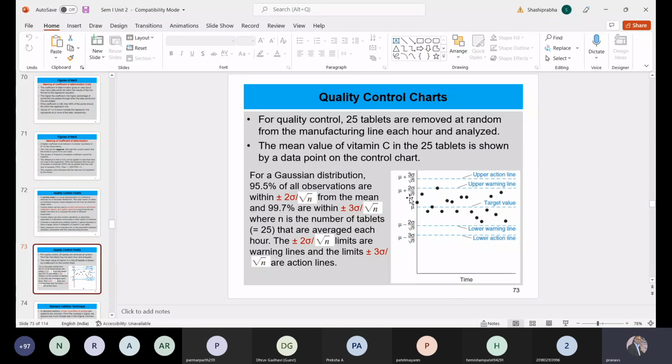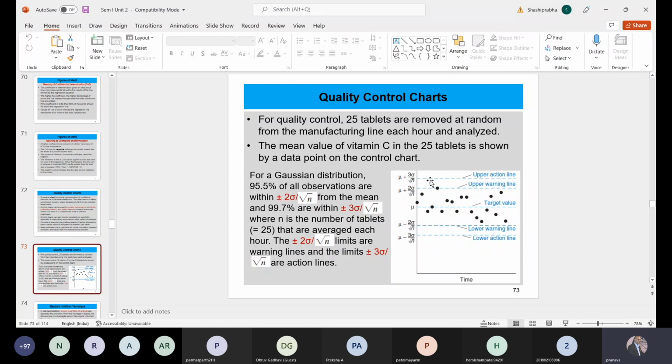Now, you can see corresponding lines on the positive side and the negative side. This line signifies the upper warning line. That means if any measurement goes between this line and the next line, this is a region where you will come to know that there is a slight deviation in your measurements.